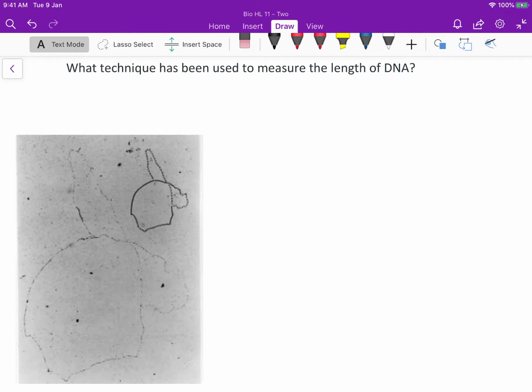So how do we know how long these bits of DNA are? And this is a bit about techniques in science. So what technique was used? What could have been made to make this image here? So this image it's a bacterial chromosome.